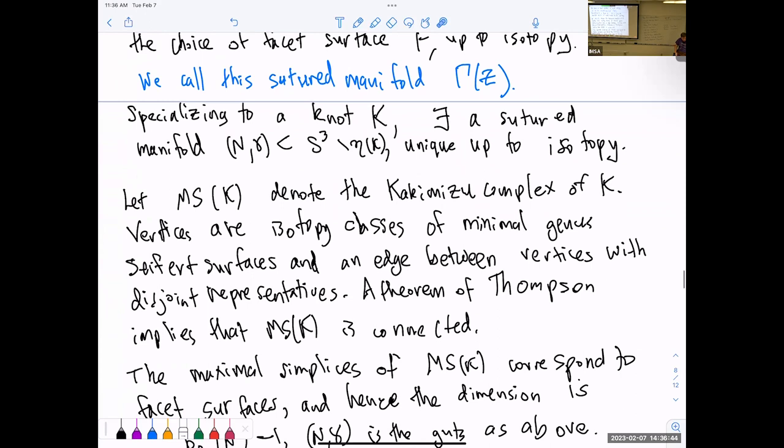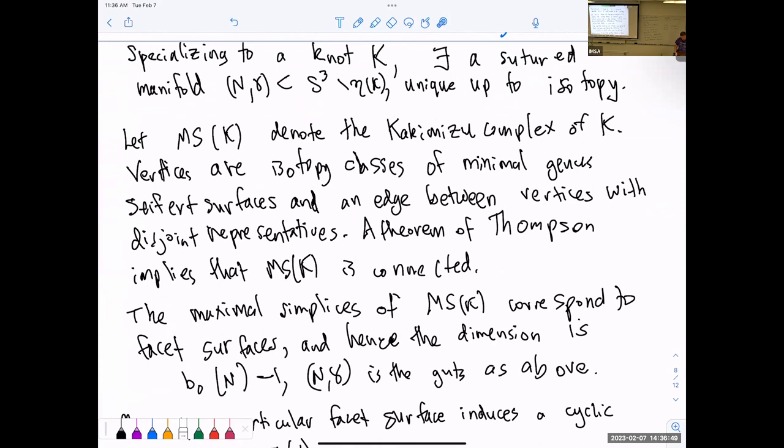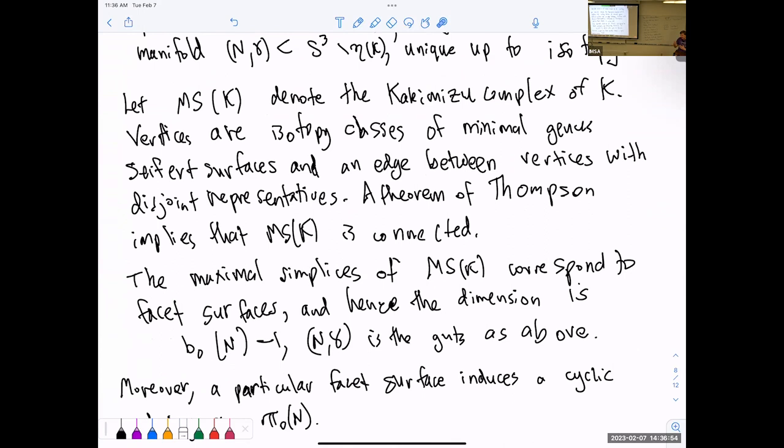Now if we take M_S(K) to denote the Kakimizu complex, I'll just redefine it. It was defined yesterday, but here I'm taking the minimal genus surface Kakimizu complex, not just incompressible surfaces. So vertices are isotopy classes of minimal genus Seifert surfaces, and there's an edge between vertices if they have disjoint representatives, so if you can isotope two Seifert surfaces to be disjoint. A theorem of Schultens, Thompson, anyway, says that this Kakimizu complex is connected. So if you have any two minimal genus Seifert surfaces, even if they intersect, you can find a sequence of disjoint Seifert surfaces that go from one to the other.